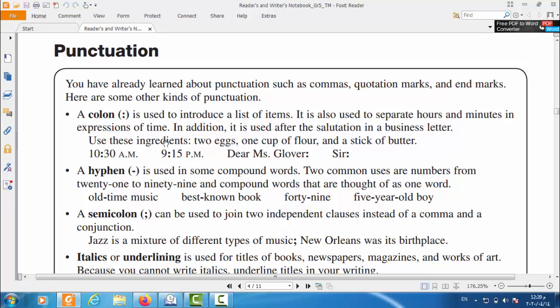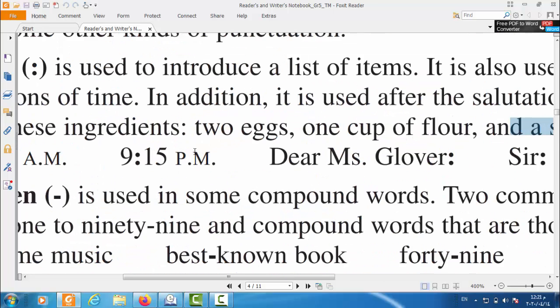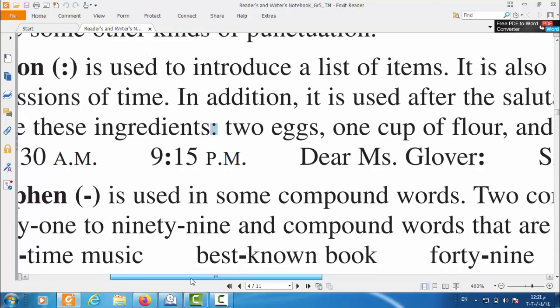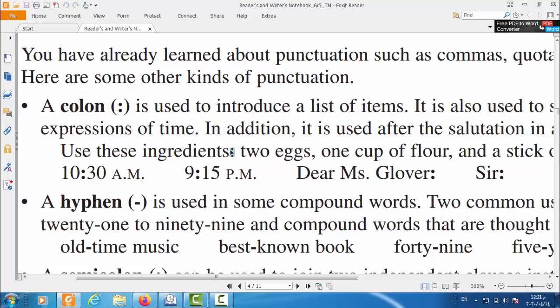So use these ingredients of something. It means the items that are put together in order to make something. For example, when we put rice with pasta with something, we make a kind of food. So when we put 2 eggs, 1 cup of flour, and a stick of butter, all of it are the ingredients of a specific kind of food. And don't forget that after the word ingredients, they put the colon. You put the colon if you want to introduce a list of items.